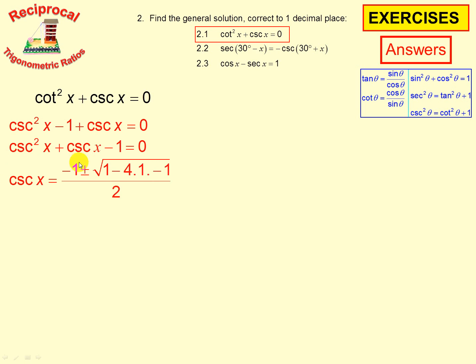Negative b plus or minus the square root of b squared minus 4ac, all over 2a. There's our answer to that. Now, cosec is the reciprocal of sine. Now, sine has a range between negative 1 and 1. Sine doesn't go above 1 or below negative 1. Now, the reciprocal of that can't be between 0 and 1, so that's not acceptable. So therefore, we're going to take it out.